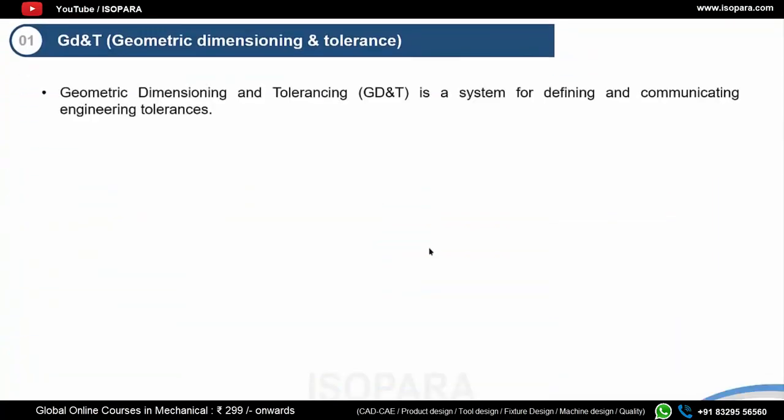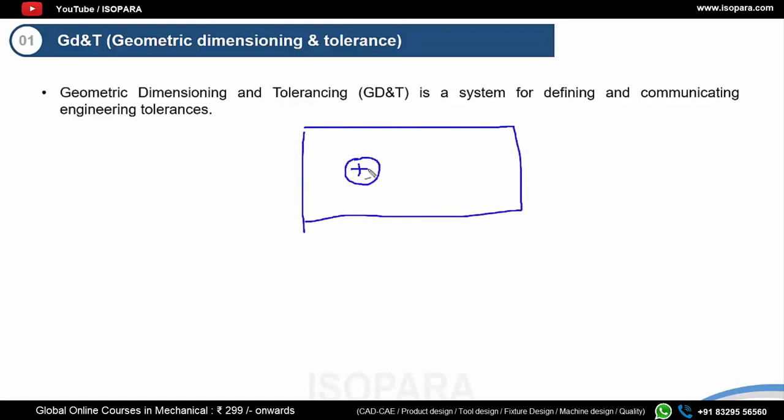GD&T, geometric dimensioning and tolerancing, is basically a system for defining and communicating engineering tolerances. Let's say this is a slab, and you need to drill a hole at this location. We give the dimensions: let's say this is our reference, it is 5 mm in height from this corner, and if you move towards this side, it is 6 mm. So 5 and 6 mm is the exact location of the center of this hole according to your design.